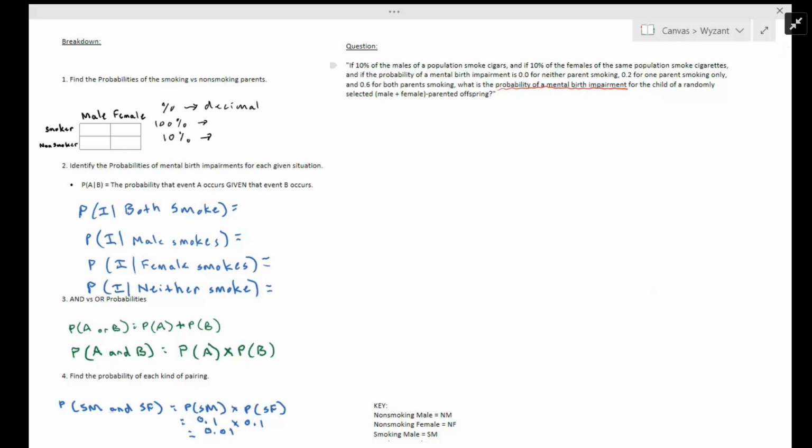So first, let's find the probabilities of the smoking versus non-smoking parents. We know 100% is 1 and 10% is 0.1. So if 10% of the males of a population smoke, write 0.1 here. 10% of the females of the same population smoke, 0.1 here. How do we find the non-smokers? Well, that's just what's left. So we're going to do 1 minus 0.1, which is the same for both, and we get 0.9.